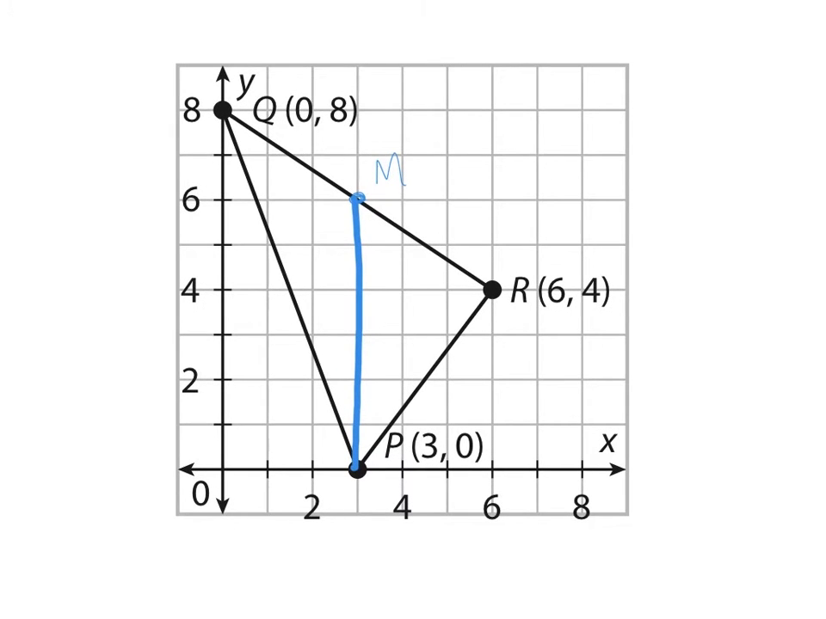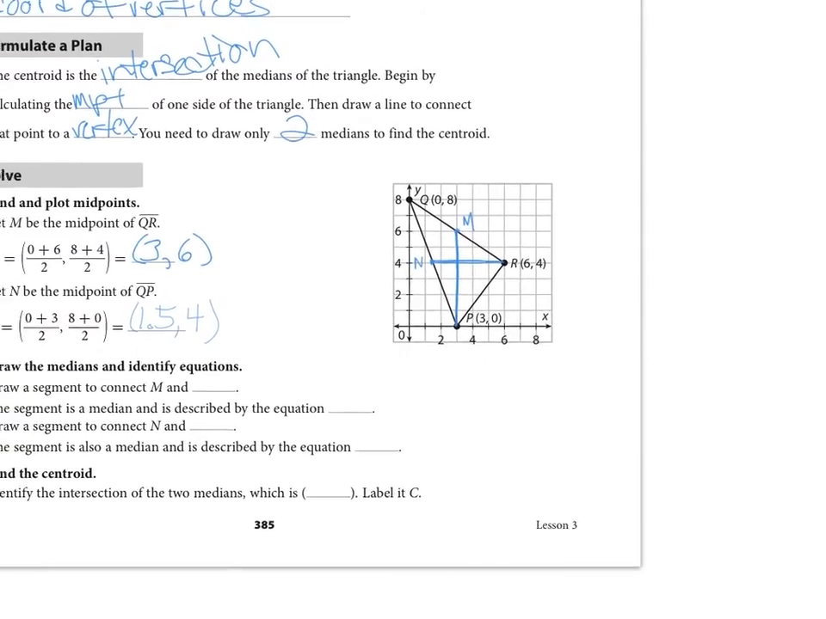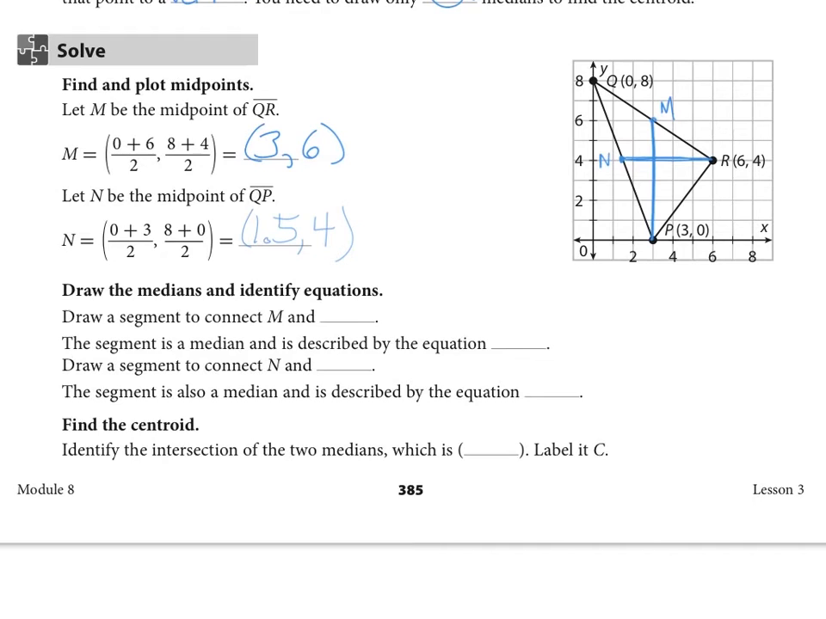And (1.5, 4) is right here. And that's point N. This was M, remember? And then we want to connect that point to the vertex that is opposite it. So that's going to be a nice horizontal line right here as well. Okay, zooming back out. Now that we have those medians, we want to find their equations. So we're going to draw a segment. Oops, we already kind of did this on the diagram, but let's fill in the words anyway. Draw a segment to connect M and point P.